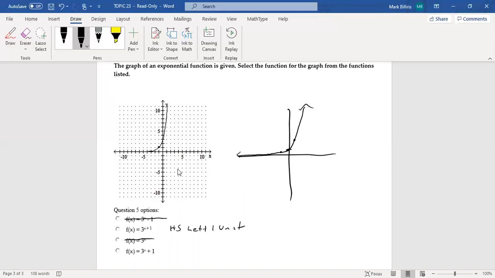Since we're adding 1 to the function, our graph would have shifted up 1. So if it shifts up 1, our horizontal asymptote would be at y equals 1, and our graph wouldn't be hugging the x-axis. It would be above the x-axis. Also, we would have a point, since if it shifts up 1, we'd have the graph going through the point (0, 2), which it doesn't.